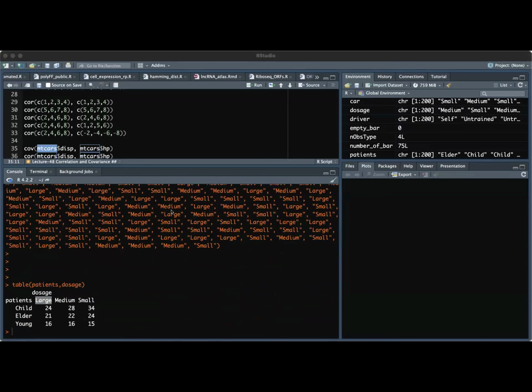So let's first look at the first statement. Number of elder patients given medium dosage is 22, right? And is that the same as the number of elder patients given large dosage? Remember we had 22, and now looking at elder patients given large dosage, it's 21. It's not the same. So that statement would be false. That's how you have to look at the data.